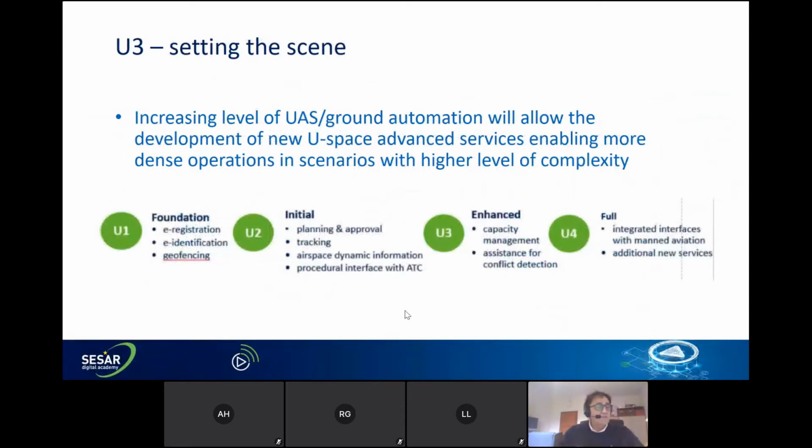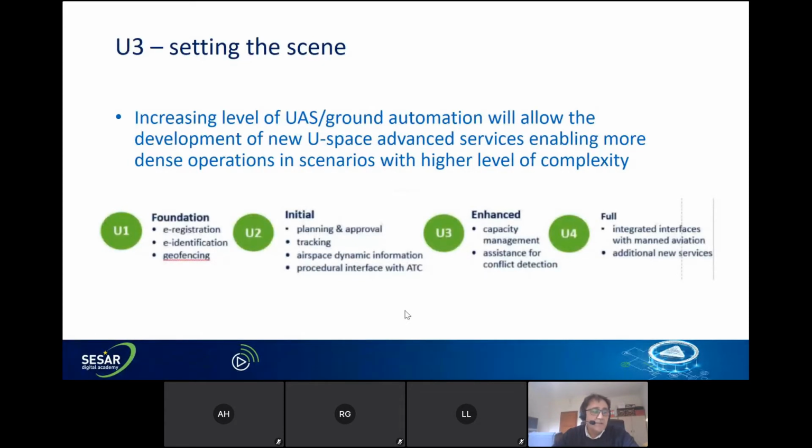To set the scene on U3, U-Space advanced services are expected to have the potential to support more complex operations in areas with a high traffic density, and may include capacity management functions and assistance for conflict detection. At the same time, in the near future, the increasing level of automation, in addition to more reliable means of communication control, will also lead to a significant increase of operations in all types of scenarios.